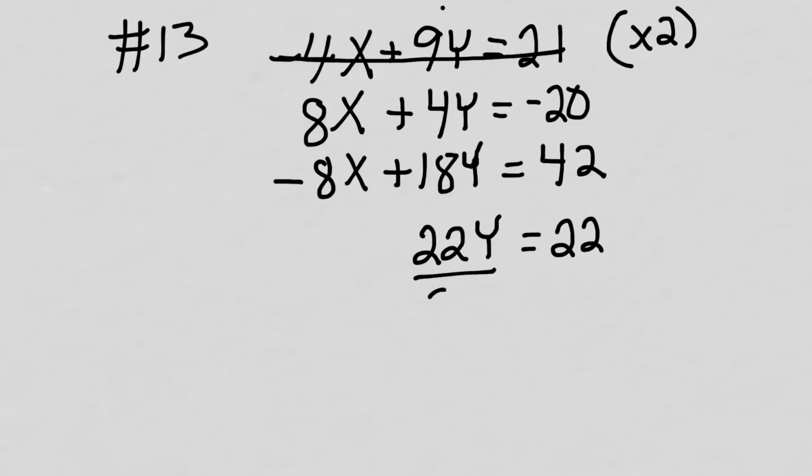Right? Divide each of these by 22. I get 22 over 22, which equals 1. So y equals 1. I'm going to write it over here for now. Y equals 1.